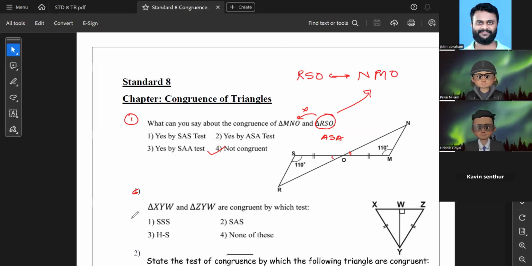Okay, let's go for the second one. Triangles XYW and ZYW are congruent by which test? HS. Yes, both are right angle triangles. The hypotenuse is common, and one side is also common, which is absolutely correct. The second question, the answer is option 3.